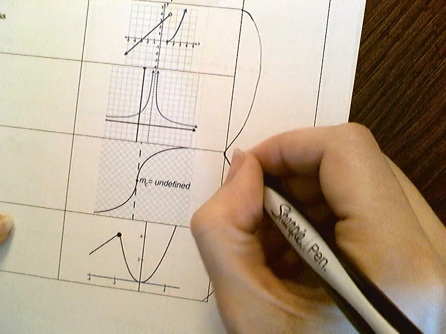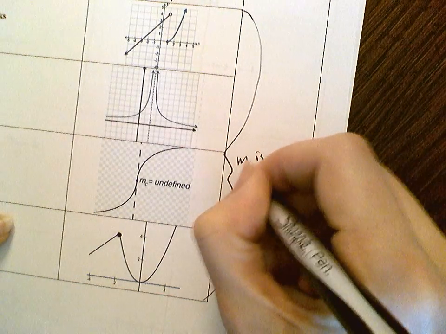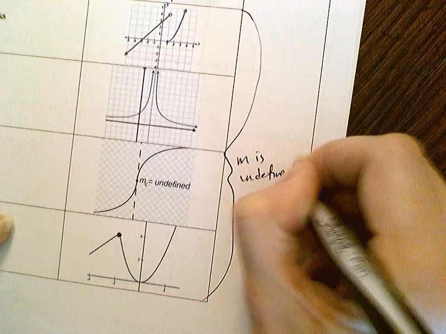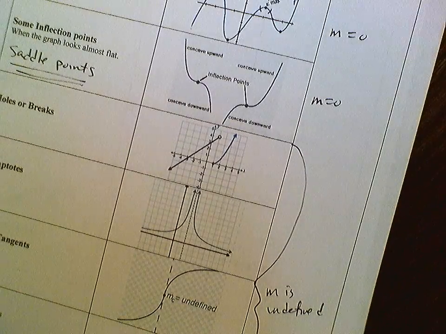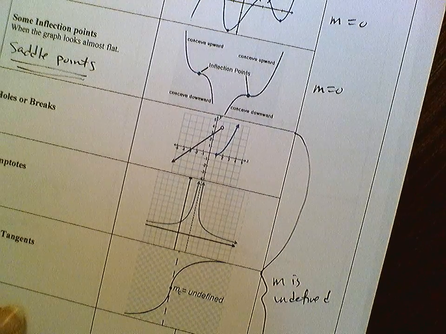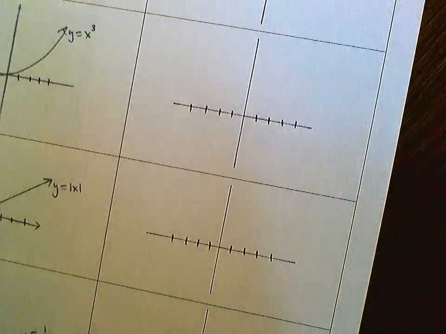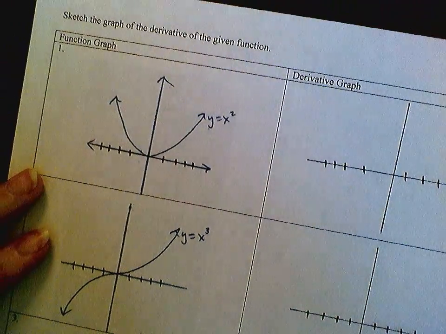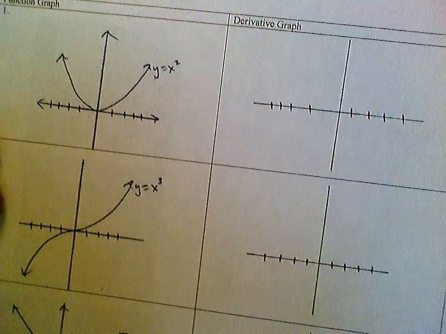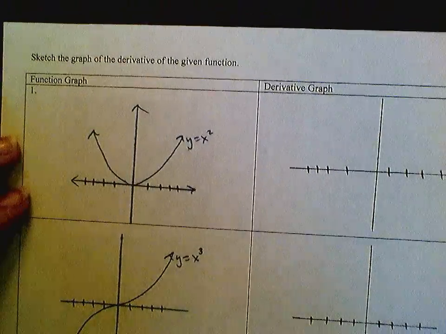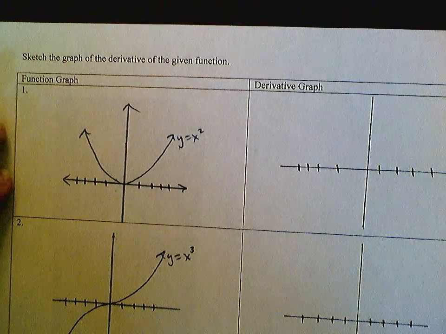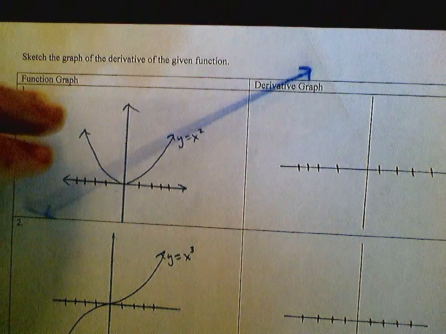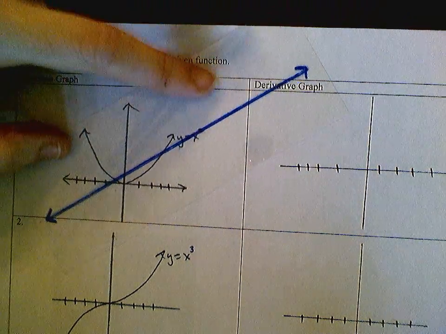So m is undefined. Okay, so we'll talk more about critical points in the future. I'll talk about them a little bit on the next page. But that brings us to sketching derivative graphs, okay? So I am giving you the graph of a function, and we're going to sketch the graph of the derivative. And tomorrow for partner problems, you'll do some of this. And I will have extra of these tomorrow in class.